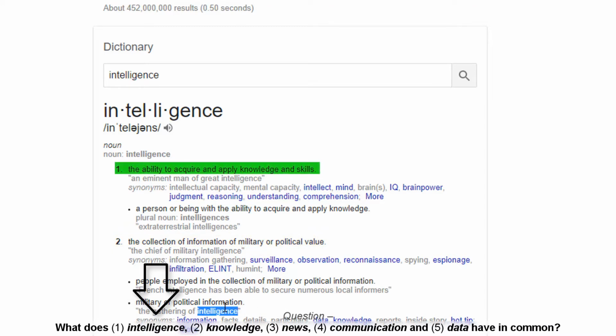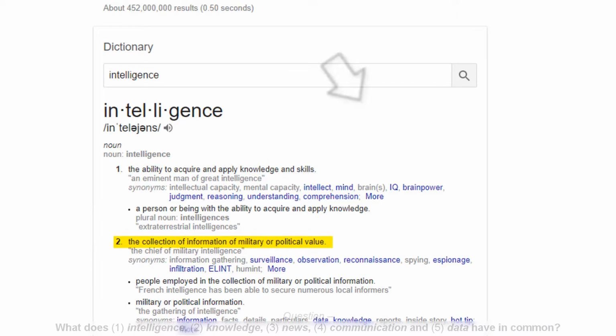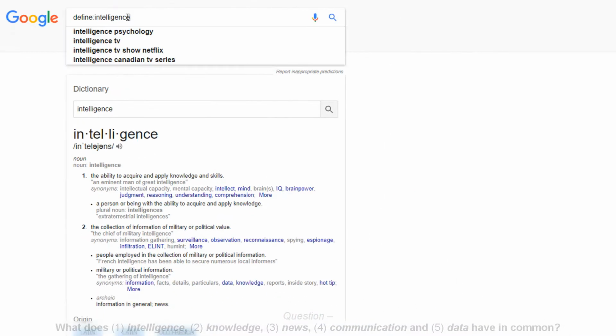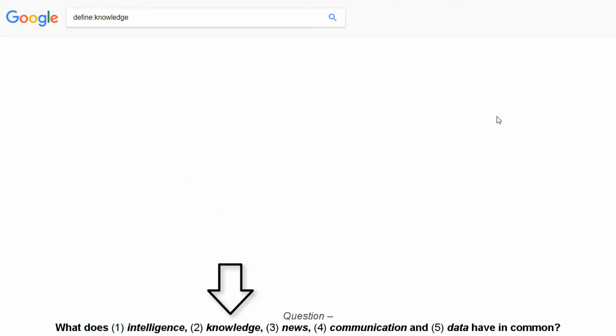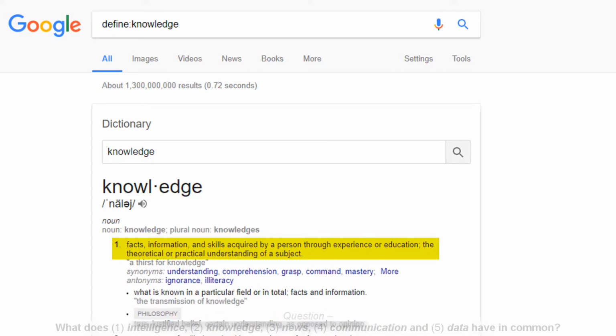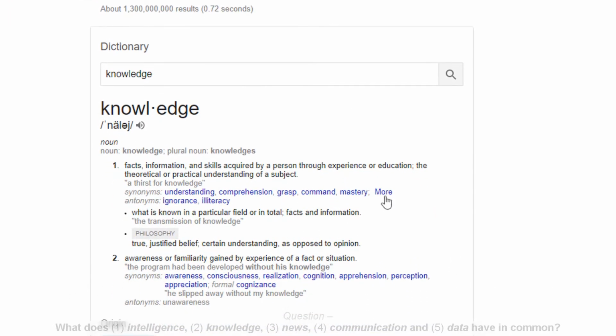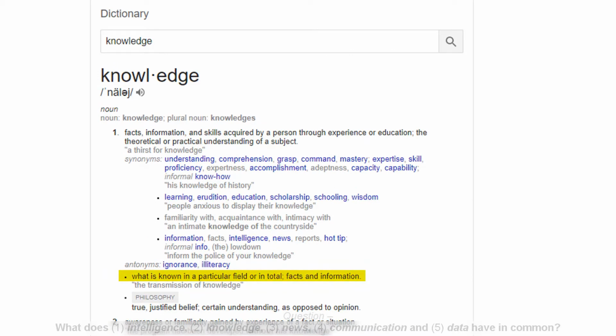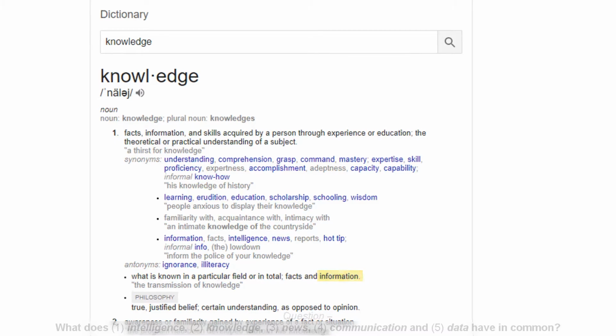So, intelligence is related to acquiring and applying knowledge. In its second definition, intelligence is related to information collection or gathering. Now, if we define knowledge, it says, knowledge, 1. Information, facts, and skills acquired by a person through experience or education, the theoretical or practical understanding of a subject. Also, if you look below, it says, what is known in a particular field or in total, facts and information.